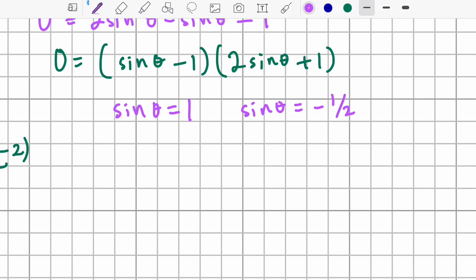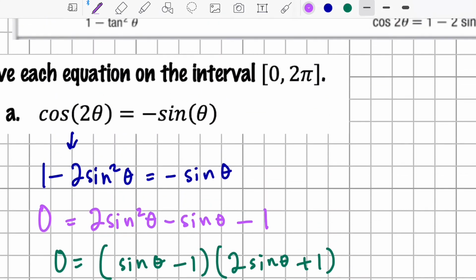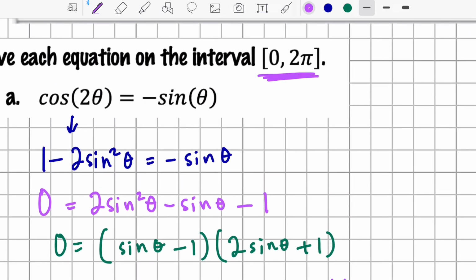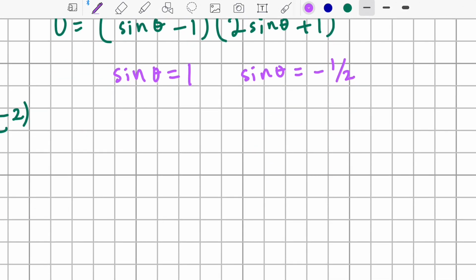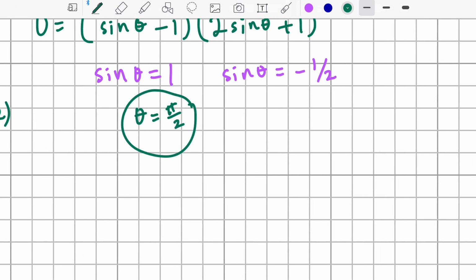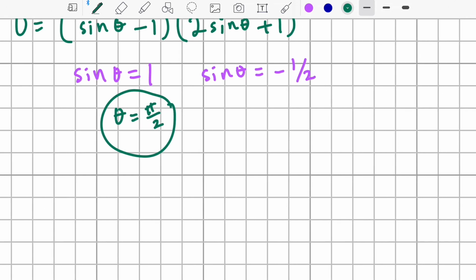So for this, you need to know your unit circle. And notice that the interval is from 0 to 2 pi only. So where is sine theta equal to 1? That's when theta is equal to pi over 2, because sine of pi over 2 is 1. And for this one, where is sine theta equal to negative 1/2?